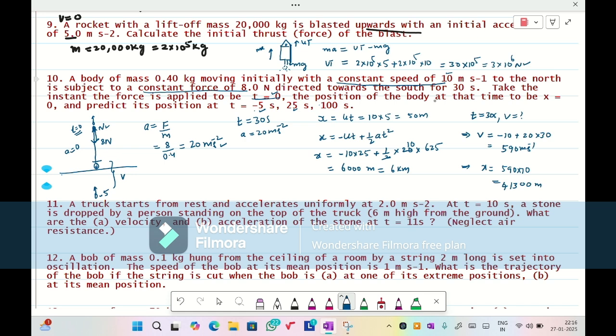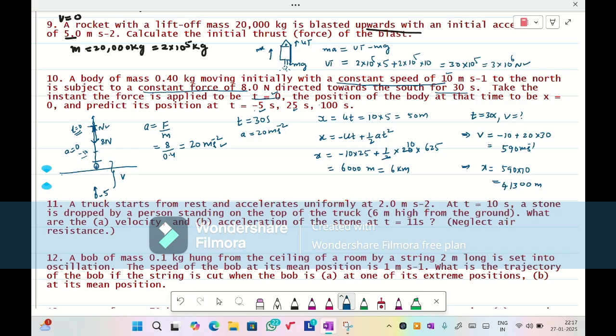Means this constant force towards south is acting for 30 seconds. That means from 0 to 30 seconds, it is moving with constant acceleration. Force is constant means acceleration is constant. That acceleration you find. So now, the question is asking to find the position of the body at t equal to minus 5 seconds. It is moving, and minus 5 seconds means downwards. At t equal to 0 here, right? So at t equal to minus 5 seconds, somewhere there will be the position. This is minus 50.